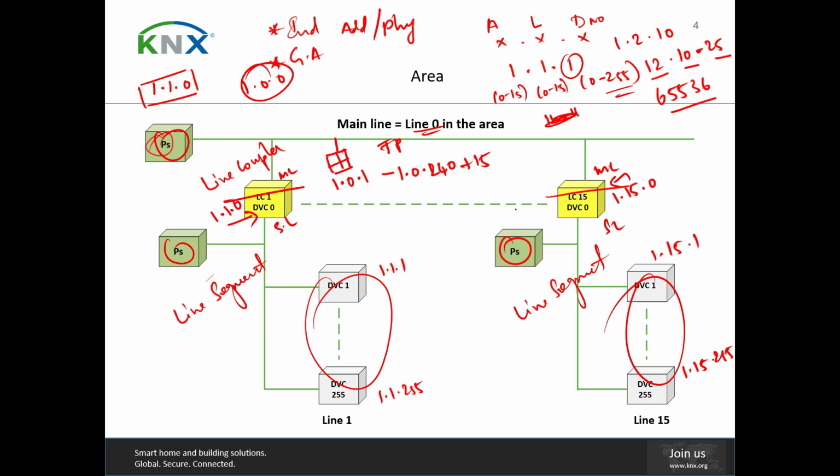So in the next video, we will see how to practically create this area and the lines in an actual KNX project using ETS.